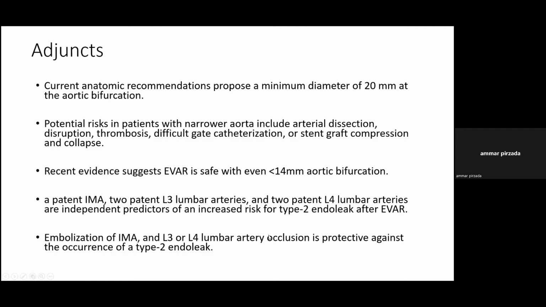A patent inferior mesenteric artery with two patent L3 and L4 lumbar arteries are independent predictors of an increased risk for type 2 endoleak after EVAR. So embolization of these IMA and L3 or L4 arterial occlusion is considered to be protective against the occurrence of a type 2 endoleak.